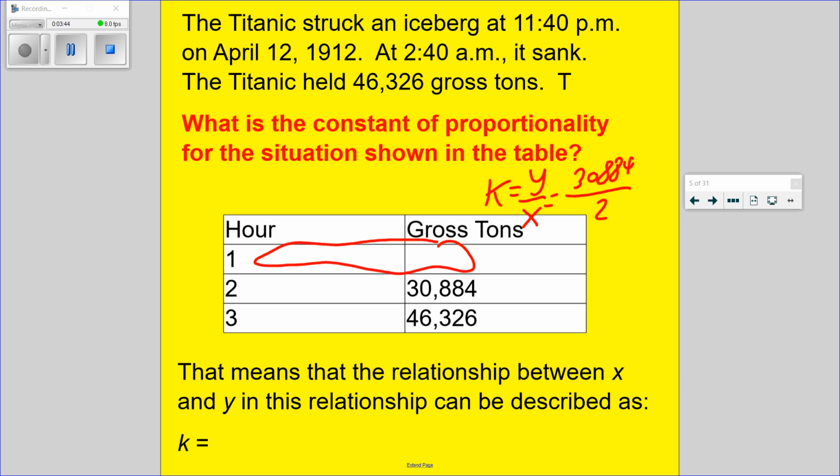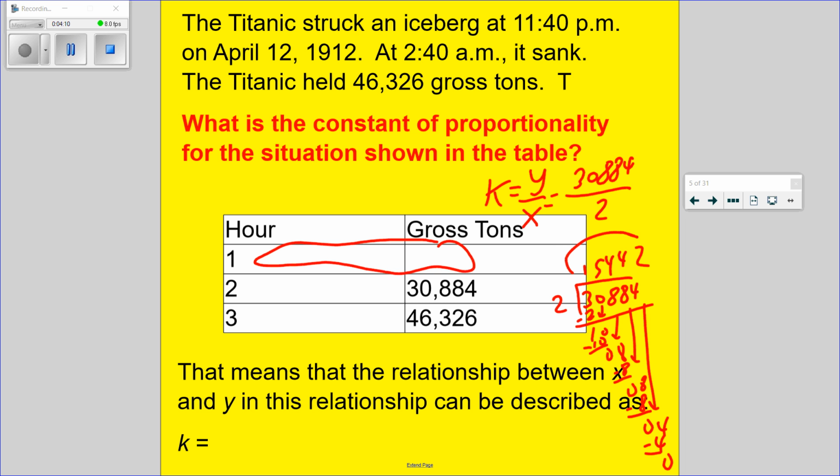30,884 divided by 2. What is 30,884 divided by 2? 2 goes into 3 one time. 1, bring down the 0. 2 goes into 10 5 times. Bring down the 8. 2 goes into 8 4 times. Bring down the 8. 2 goes into 8 4 times. Bring down the 4. 2 goes into 4 2 times. So that means the constant proportionality, or K, equals 15,442.